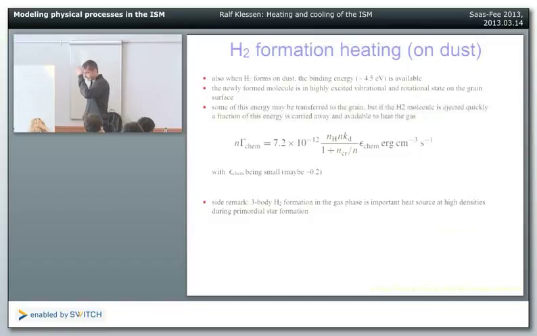Now, I said H2 can form on dust. There is latent heat that is released as the H2 then lifts off again from the surface of the dust. It may have some kinetic energy, and this needs to be taken into account as well. You can do that by this rate. Again, there is some efficiency, how much energy is lost in the dust grain, and typically we talk about 10 to 20%. And as a side remark, this also can occur by three-body processes at high densities in the primordial universe where you have no dust. And then it's a very important heating mechanism that we need to take into account when we do first star formation.